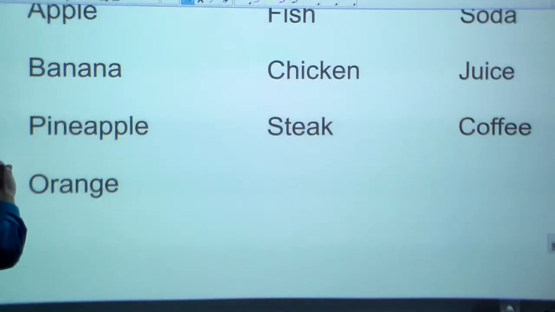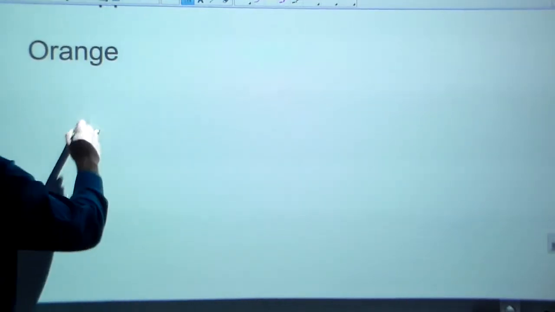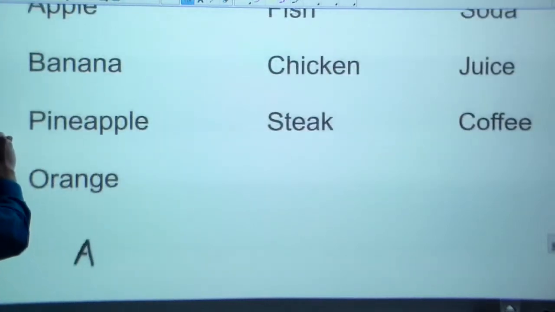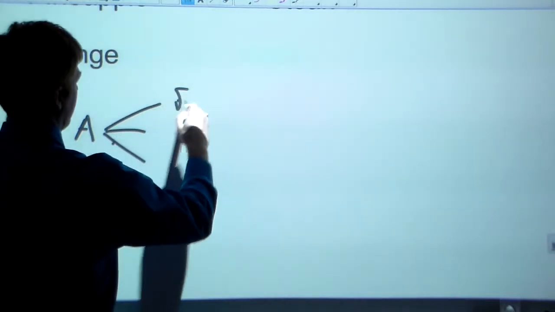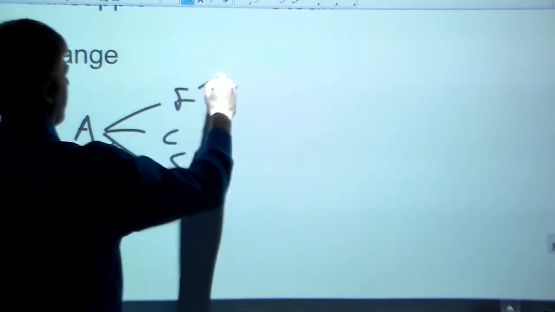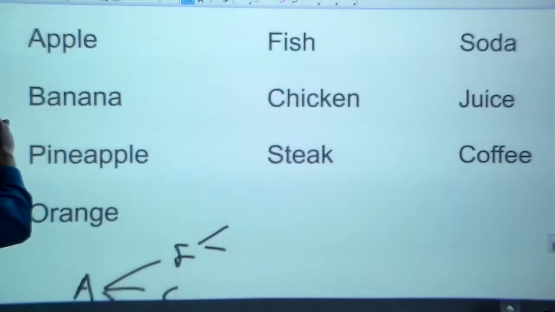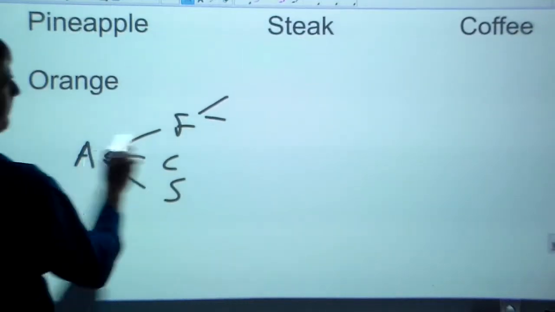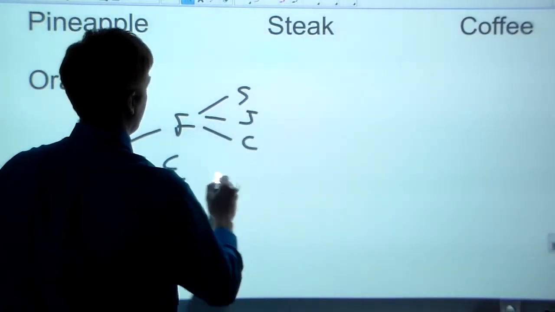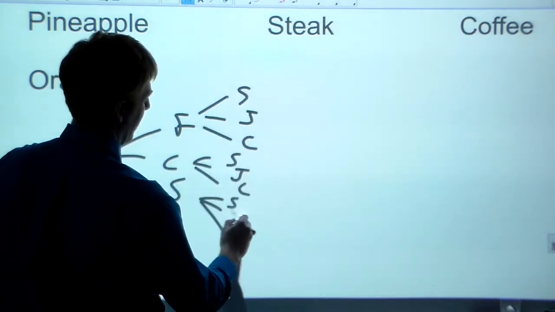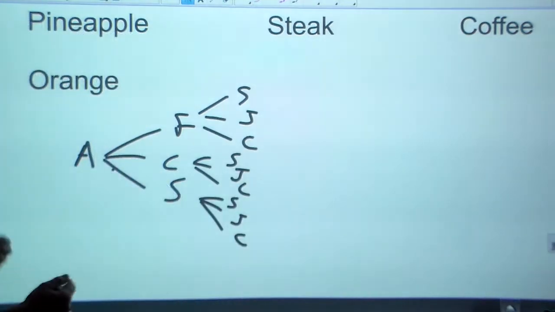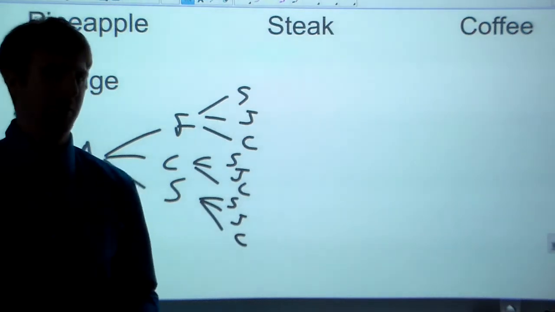So what I could do is a tree diagram. I could say apple, and then from apple I could do fish, chicken, or steak. And then from each of those, I've got 3 drink options: soda, juice, and coffee. This is getting kind of annoying, and I've still got a long ways to go. So I really want a faster way to do this at this point in my life.